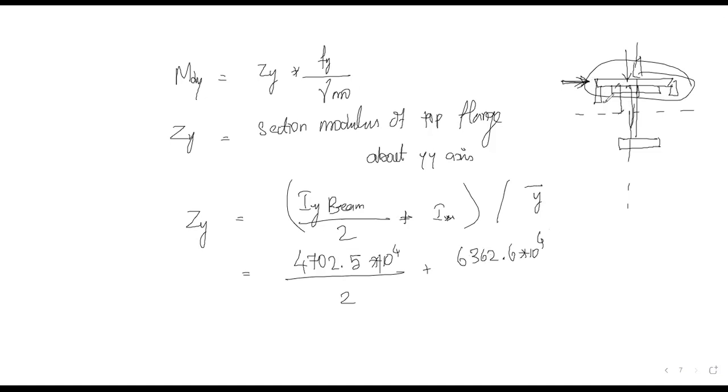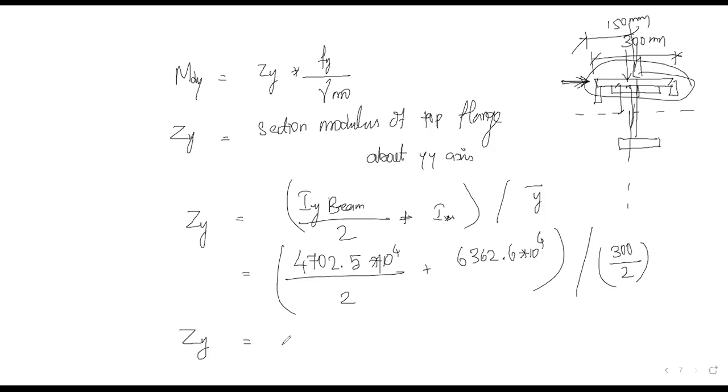So the total section depth is 300 mm. Okay, divided by 2 we are going to take it as 150. So divided by Y, so 300 divided by 2. So if I substitute this, I can get the ZY value of 580.92 into 10 to the power 3 mm cube.